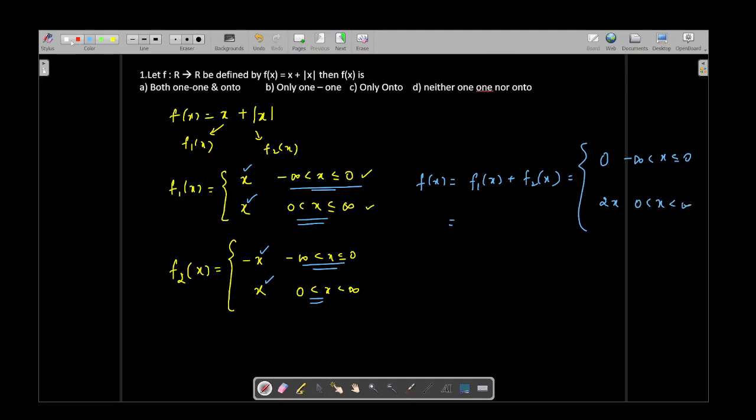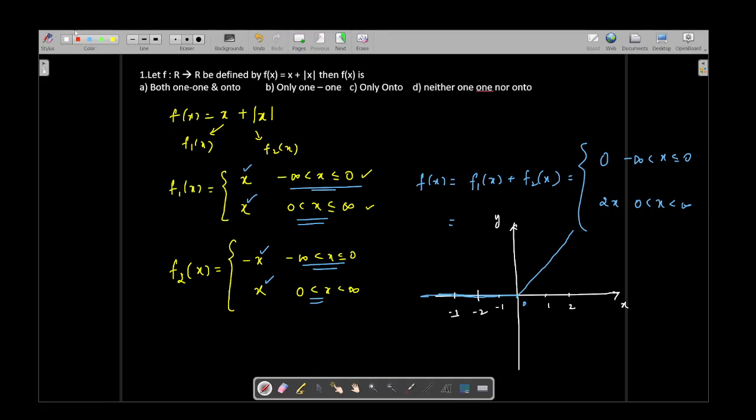So if I plot f of x, I get 0 from minus infinity to 0. This is my 0, and from 0 to infinity it is 2x, which is a straight line. This is my y, this is my x, 1, 2, minus 1, minus 2, minus 3 and so on.